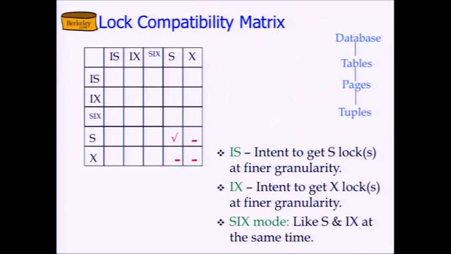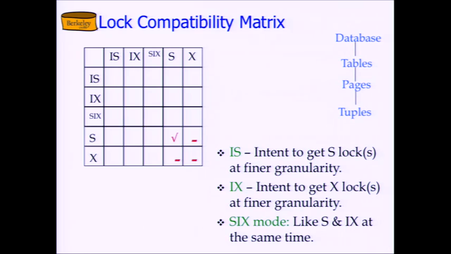So let's think about this now. Let's skip 6 for a second because it just makes our lives difficult. We know how S and X work out. S is compatible with S, right? So if you want a shared lock on the table and I want a shared lock on the table, that's cool. We know S is not compatible with X, and X is not compatible with X, right? Okay. We're going to skip the 6s for a second.